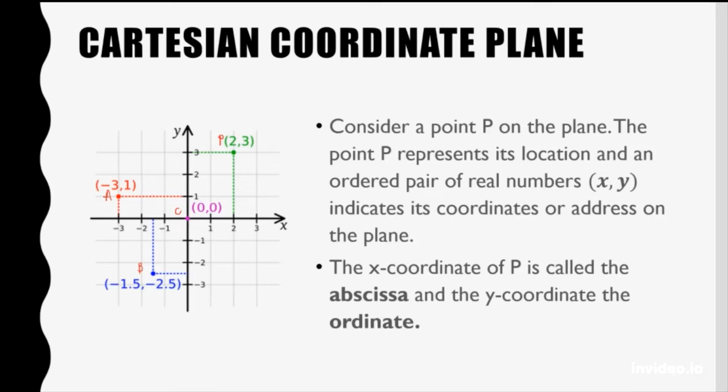Now, when it comes to ordered pairs, the x-coordinate of P is what we call the abscissa, and the y-coordinate is what we call the ordinate.